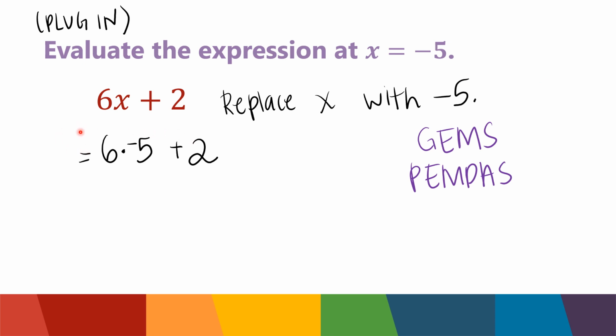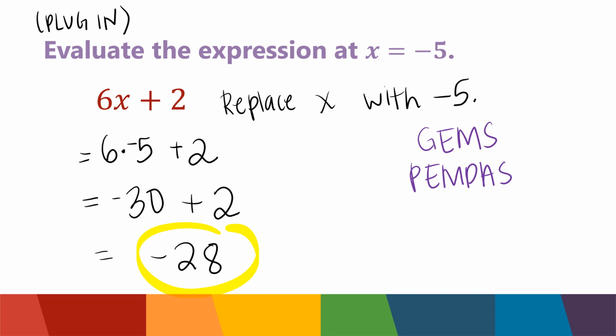Here we have multiplication that we need to do first. 6 times -5 is -30, plus 2 just drops down. Then -30 plus 2 would be -28. That is the value of the expression when x is equal to -5. Easy enough.